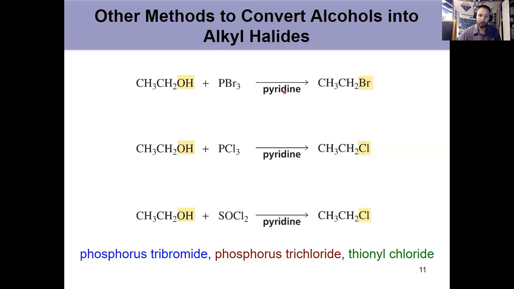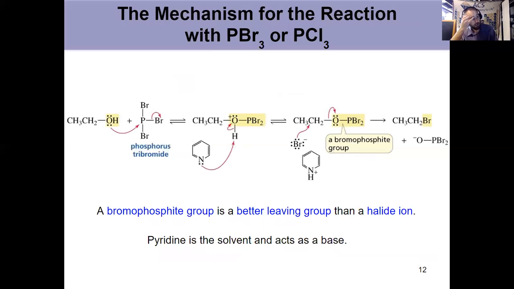Okay? Pyridine is a basic solvent. It is involved in the mechanism as well, as we can see right here. You take your alcohol, and looking at PBr3 here for starters, then we have an SN2 reaction. The lone pair on oxygen is attacking phosphorus, kicking off a bromide. That's an SN2 reaction on phosphorus.